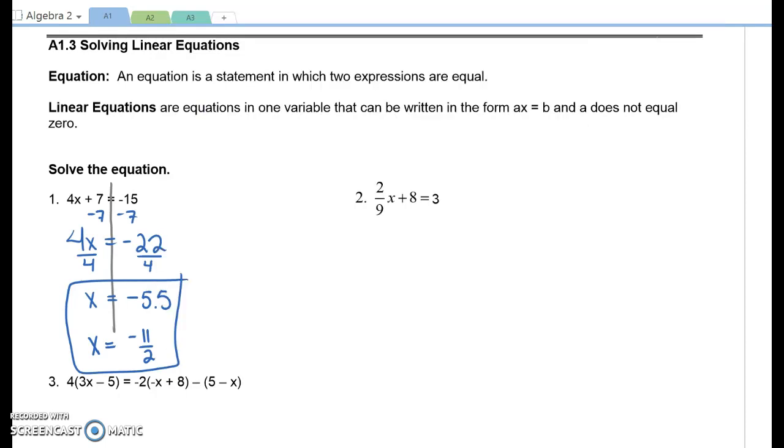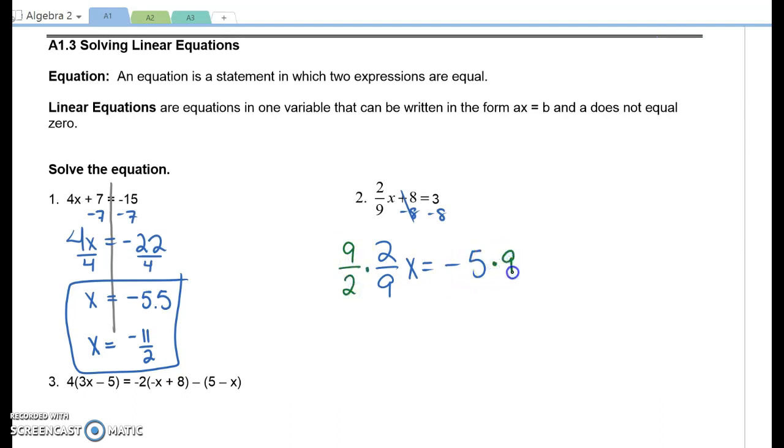2/9 x plus 8 equals 3. The first thing that we would do is subtract the 8 on both sides. So 2/9 x equals negative 5. How do we get rid of times 2/9 on the left side? You could change it to a decimal and then divide both sides by the decimal. That sounds like a lot of work. Multiply by 9 halves. To get rid of a fraction, you multiply by the reciprocal.